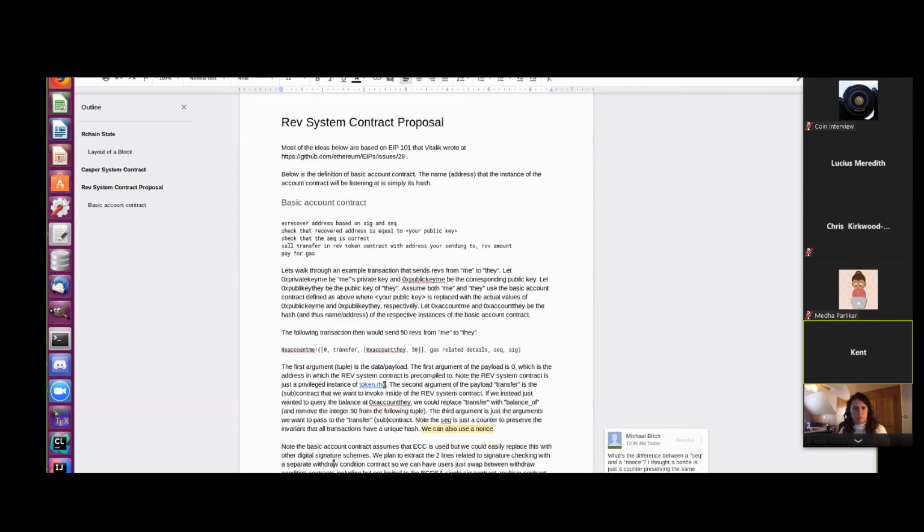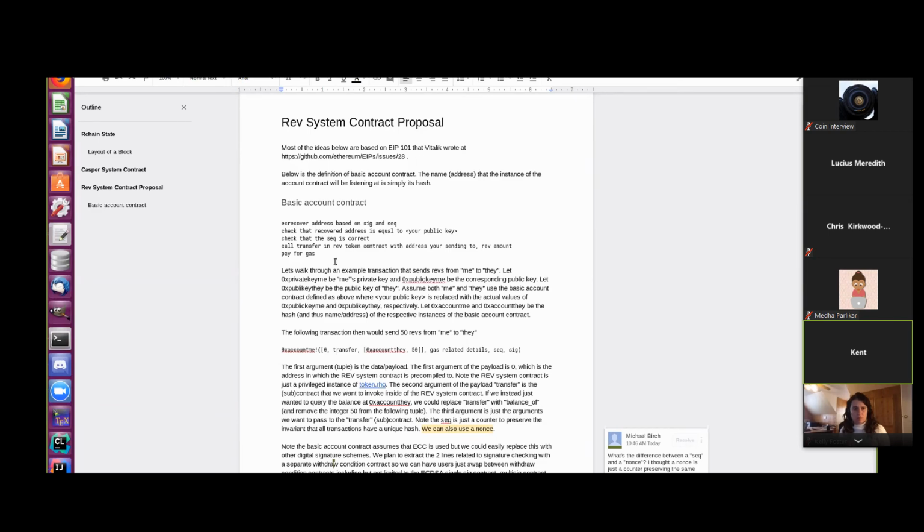first of all, a lot of people in the blockchain space are already familiar with this ERC20 token. And so they'll know exactly what to expect from what this Rev system contract will do. And this is just running through it. The idea is that we are going to pick up the EIP 101 proposal that Vitalik has written up and put that into Roland terms.